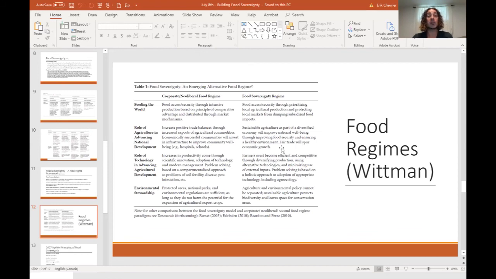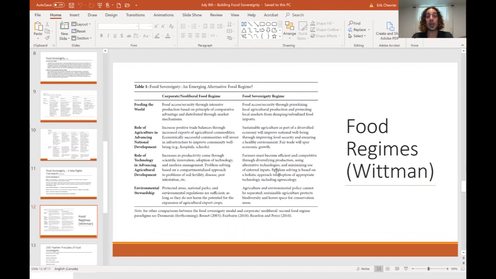The role of advancing technology in the corporate neoliberal model is about increasing technology, increasing mechanization, increasing ways of intensification, and pest and disease control using inputs like herbicides, pesticides, and using GMO technologies.